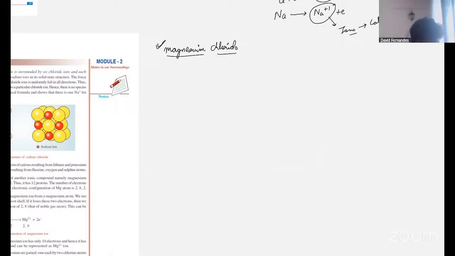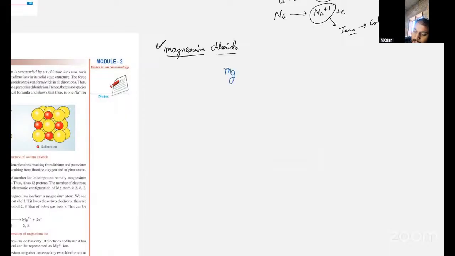So magnesium, which is written as Mg, the atomic number is 12. If the atomic number is 12, then the number of electrons is also 12. Now I will write the electronic configuration. In the K shell 2 will go, in the L shell 8 will go, in the M shell 2 will go. Understood? Yes or no?